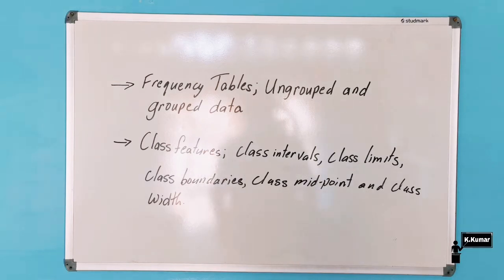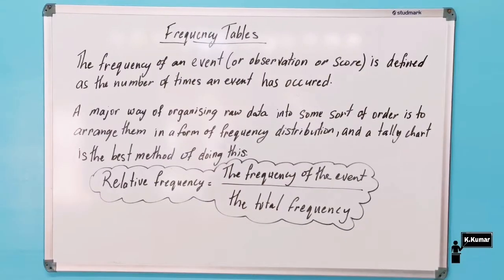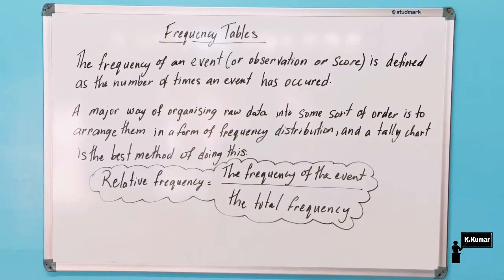So the first thing we're going to do is define what a frequency table is, and then we're going to go into examples of constructing frequency tables with ungrouped data and grouped data. The frequency of an event or observation or score is defined as the number of times an event has occurred. A major way of organizing raw data into some sort of order is to arrange them in the form of a frequency distribution, and a tally chart is the best method of doing this.